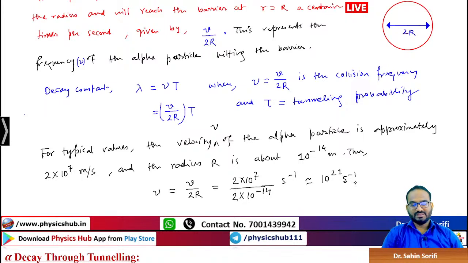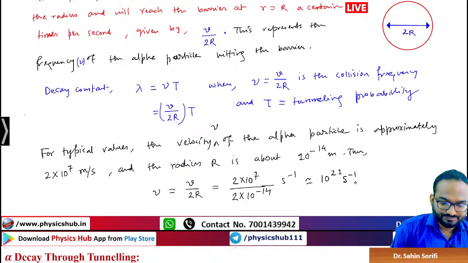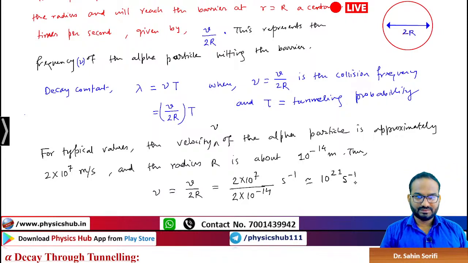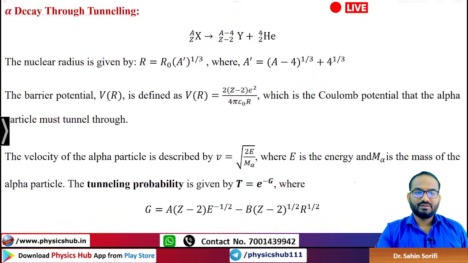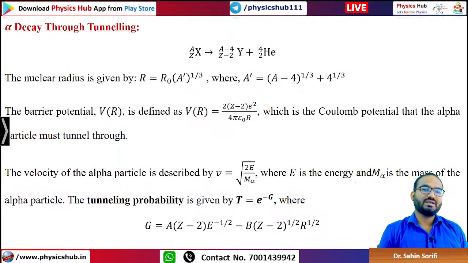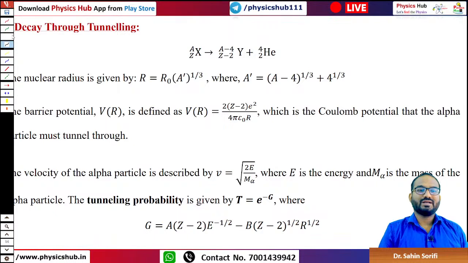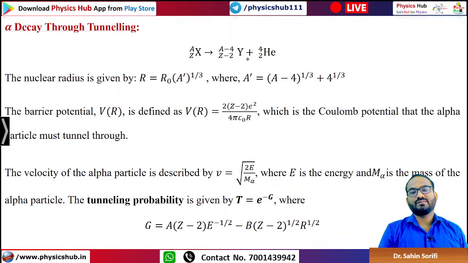Now only one thing is left that is very important for your examination. We'll do that and we'll conclude the session afterwards. Okay, look at this now. Alpha decay through tunneling. So what happens in alpha decay? Z X A becomes Z minus 2 Y A minus 4 plus 2 He 4.